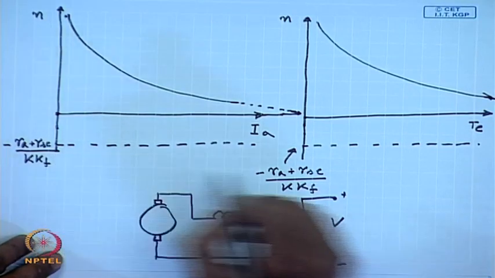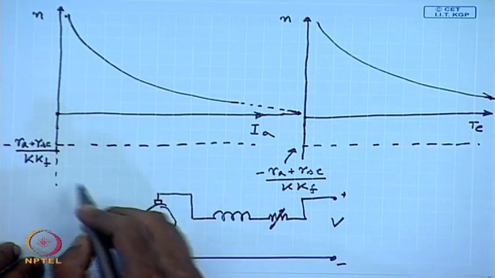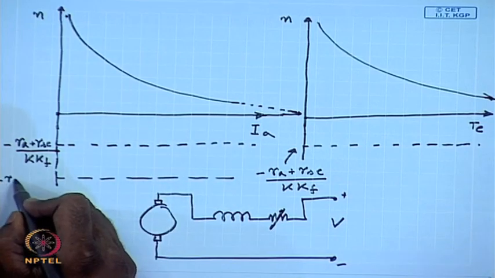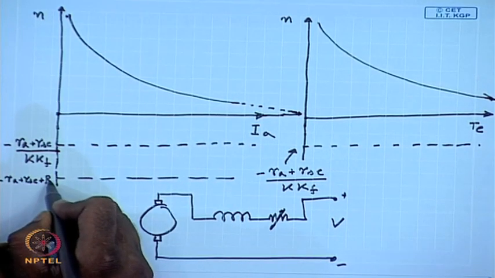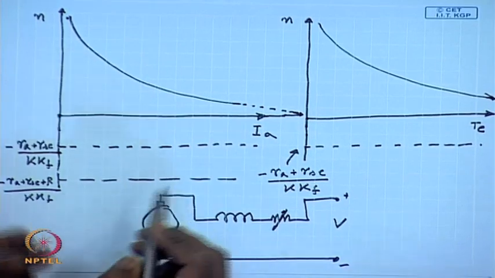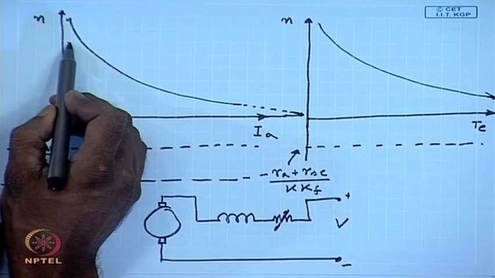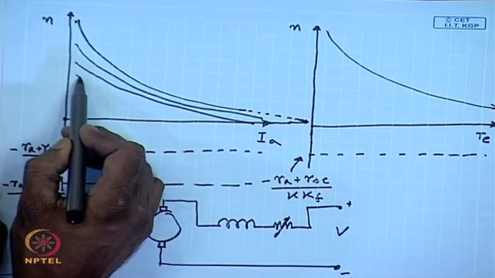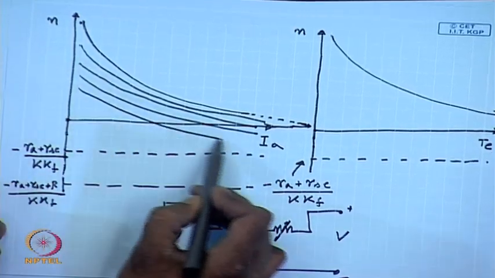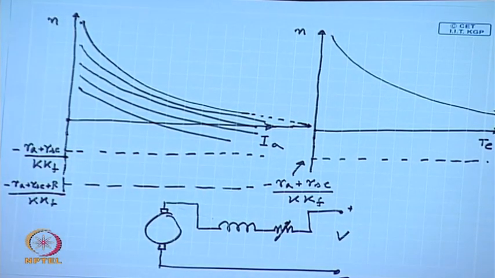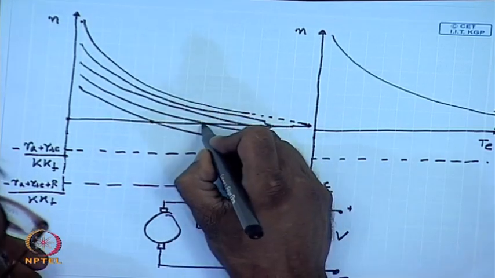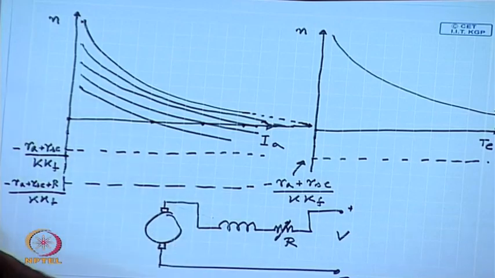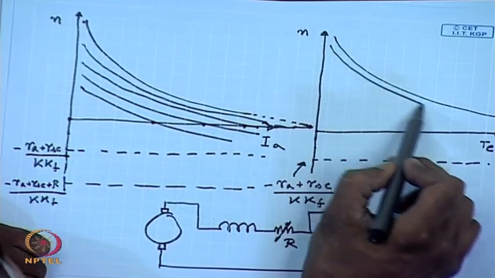If we put additional series resistance, then this asymptote line goes down, this becomes minus (R a plus R a c plus R) divided by K K f, and this characteristics also lowers for different values of R. We can get different characteristics like this. So, it is possible to restrict the starting current at a desirable value by choosing this external resistance judiciously. Same thing will happen to torque speed characteristics.